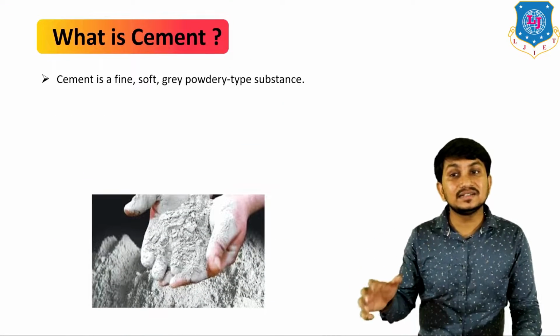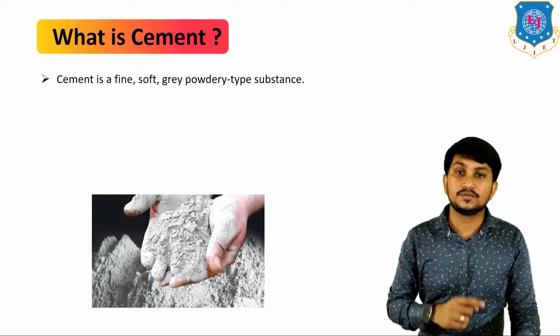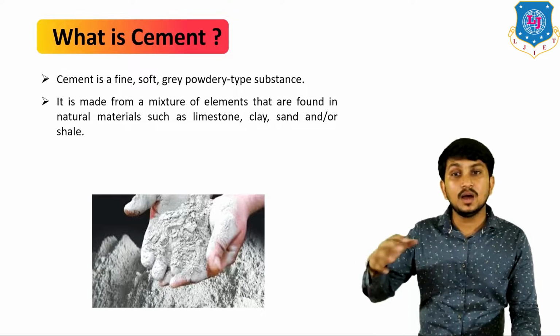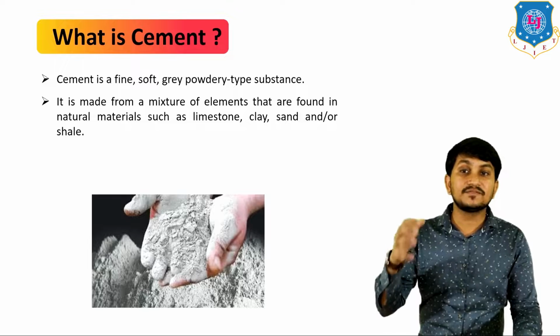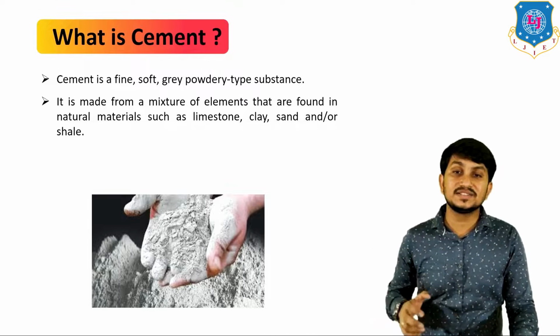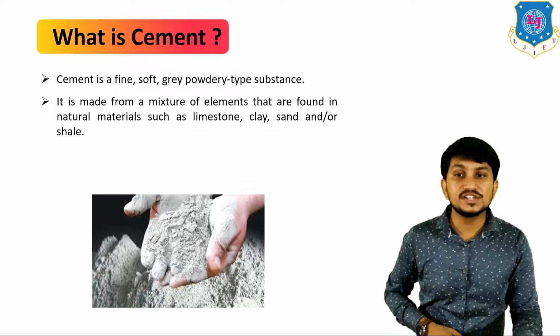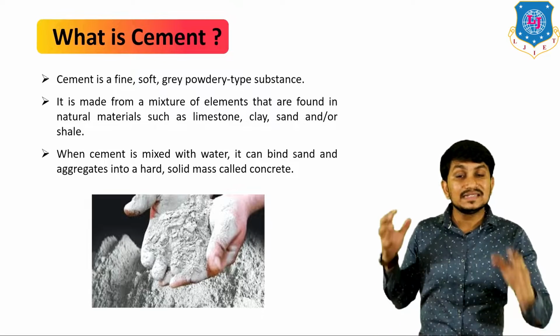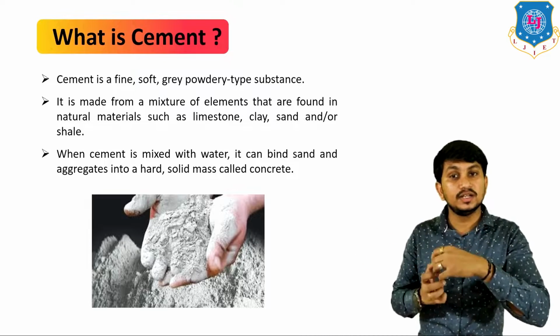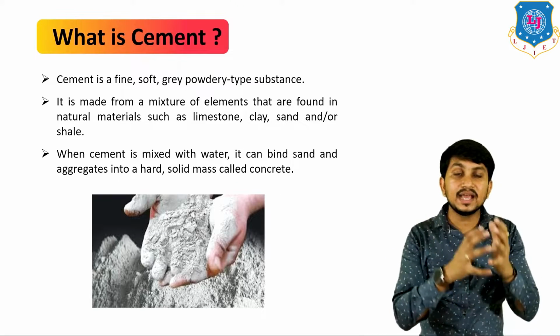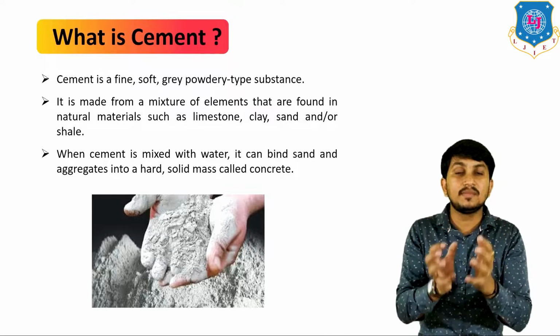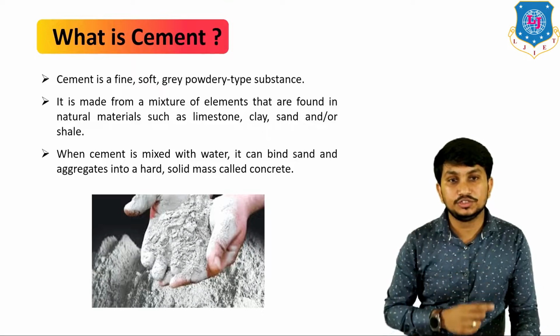You all have seen cement once in your life. It is made from a mixture of elements that are found in natural materials such as limestone, clay, sand, and shell. When cement is mixed with water, it can bind sand and aggregate into a hard solid mass, which is called concrete.